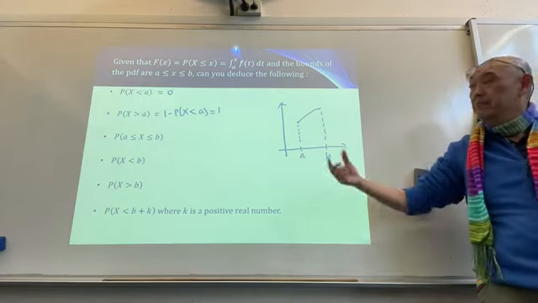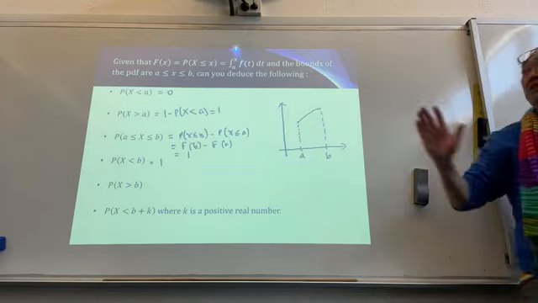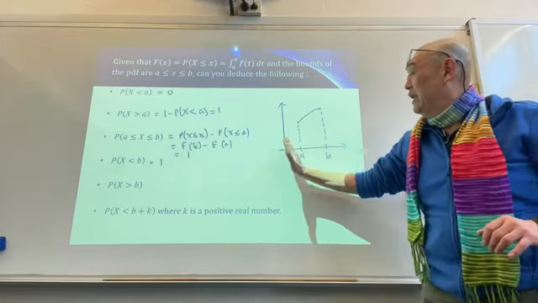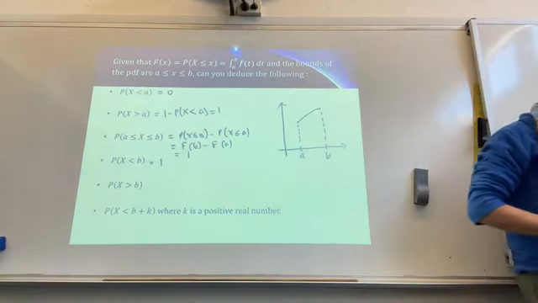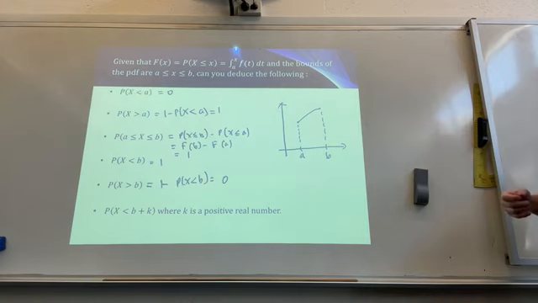What about between a and b? Has to be 1. What about less than b? 1. Has to be 1 because the area is 1. Anything down there is 0. Greater than b? 0. Because 1 take away that is 0.